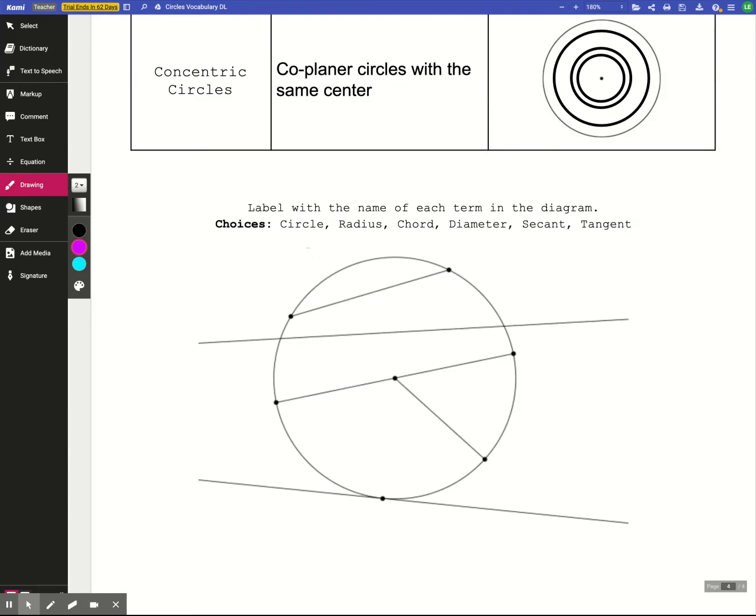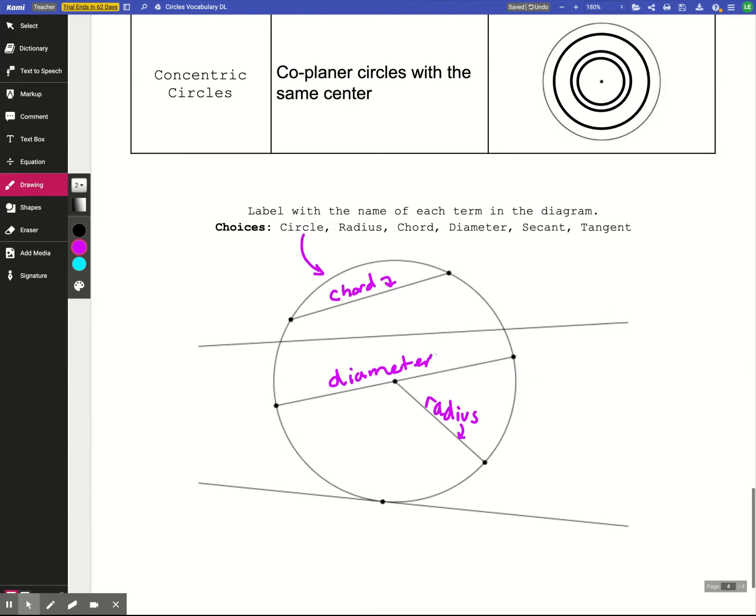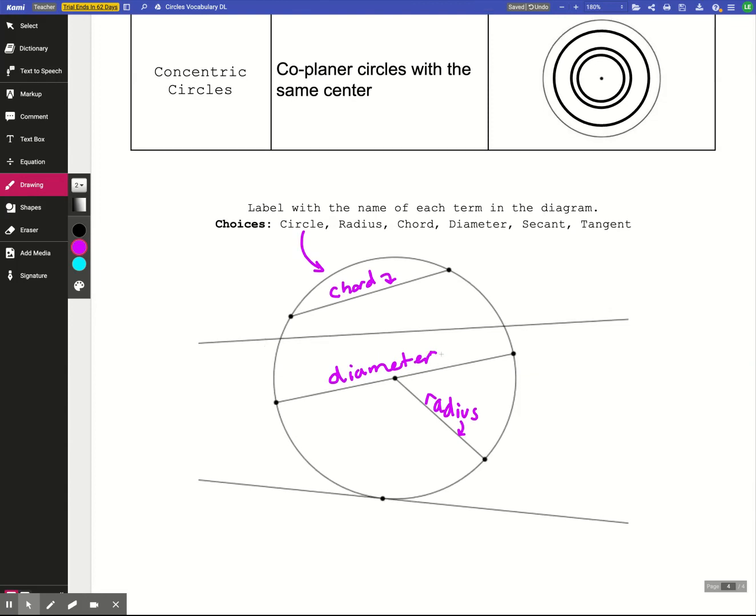Obviously my circle is just the whole thing. A radius is here. Obviously there are other radii, but this segment here is only a radius. A chord, there are a couple chords here, but this one here is specifically a chord, like you couldn't name it any other thing. A diameter would be this here, because it's a special type of chord that cuts through the middle of the circle.